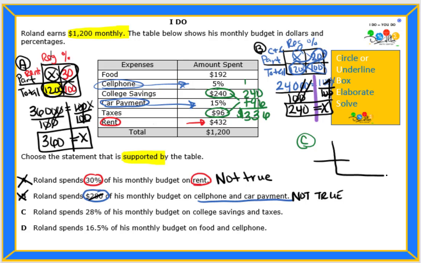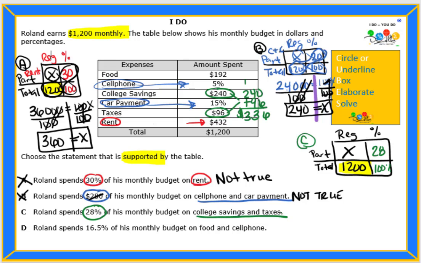Okay, so let's go ahead and set a percent proportion for C. If we make our percent box to the part, to the total, we will have our regular numbers and our percent numbers. So we know that the percent that they want us to use is 28%. And we know that the total for the entire budget is 100%. We also know that the total monthly income is $1,200. And so we can try to figure out what amount we would pay for the college savings and the taxes.